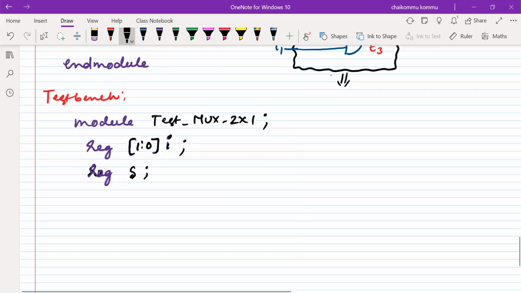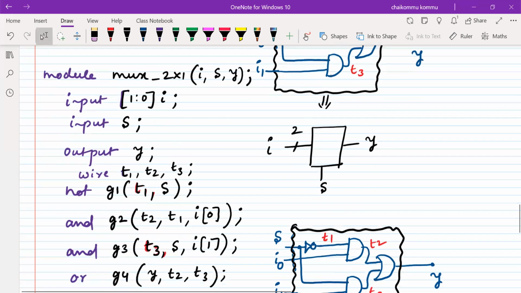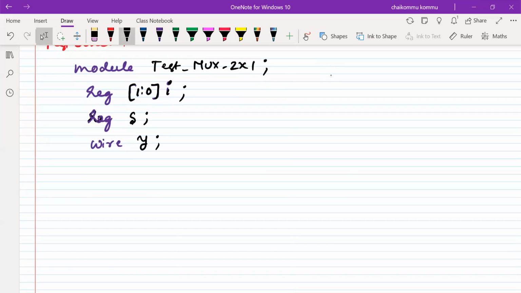The wire is Y. That's all. Next, what is the name that we have given directly? MUX in small letters I have written. So in the same way I need to write MUX_2x1. This is the module number 1. I have written first I, next S, next Y. I should not interchange I and S, otherwise it will be a problem.